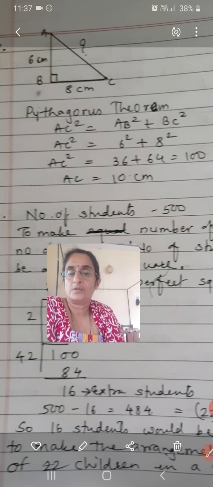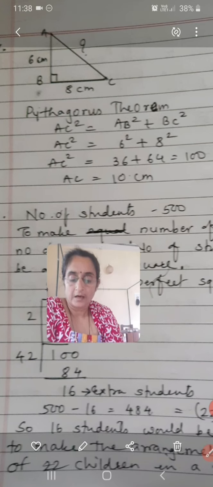So put the values whatever are given. You don't know AC's value, so keep it as it is. AB is 6, so 6 square is 36. BC is 8, so 8 square is 64. Now solve that. 36 plus 64 is 100. That is AC square. Root of AC square is AC and root of 100 is 10. So AC, that hypotenuse, is 10 centimeter.